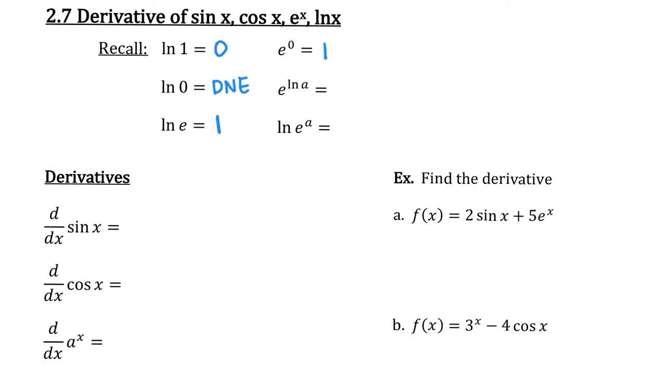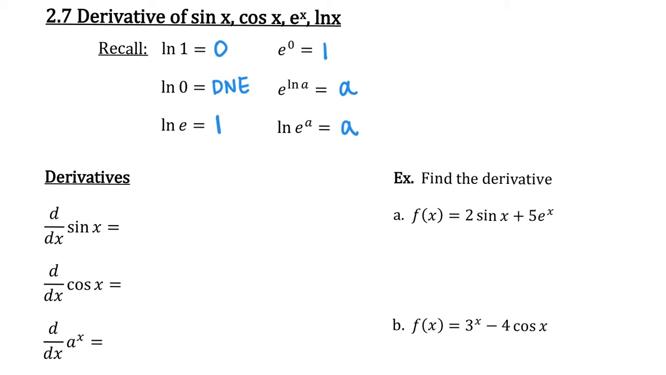Okay, now if I do e to the ln of a, e and natural log are inverse functions. So e to the ln of a is a. Similarly, if I do the natural log of e to the a, the a comes down, and the natural log of e is 1, so this just turns into a again.